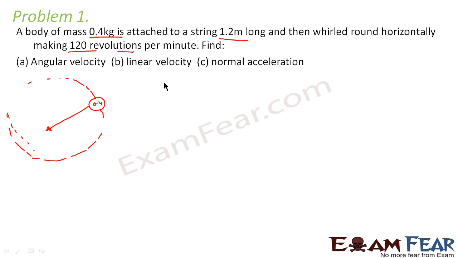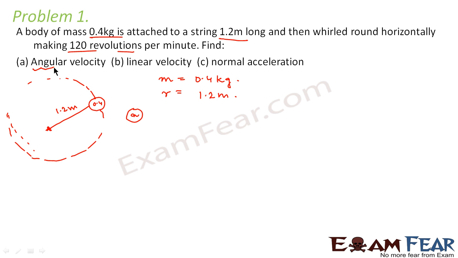And it makes 120 revolutions per minute. So what are the values that are given? Mass is given as 0.4 kg. The radius of the circle, because the string is 1.2 meters long, that means the radius of this circle will be 1.2 meters.